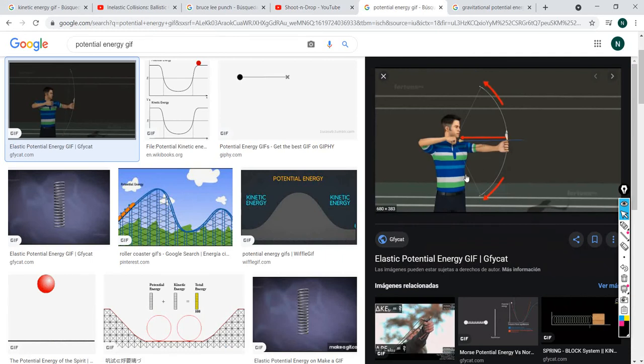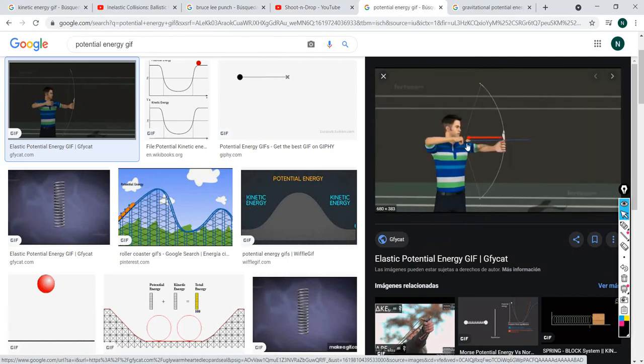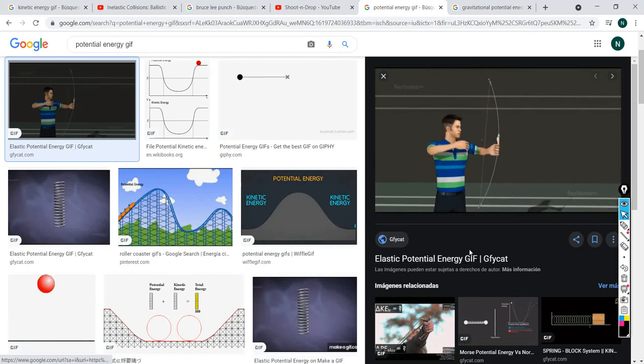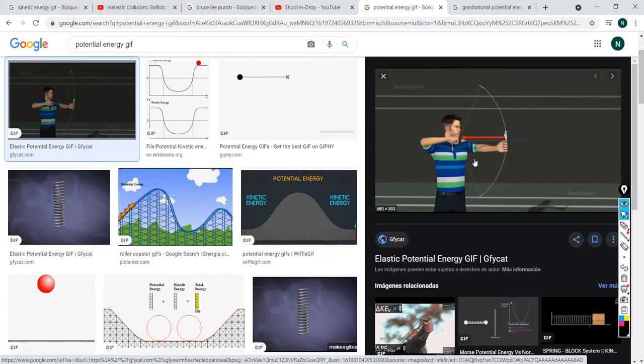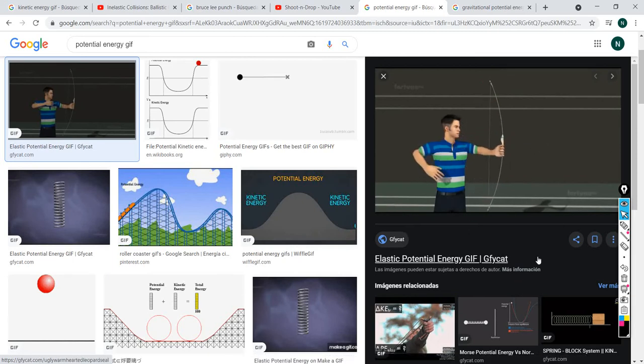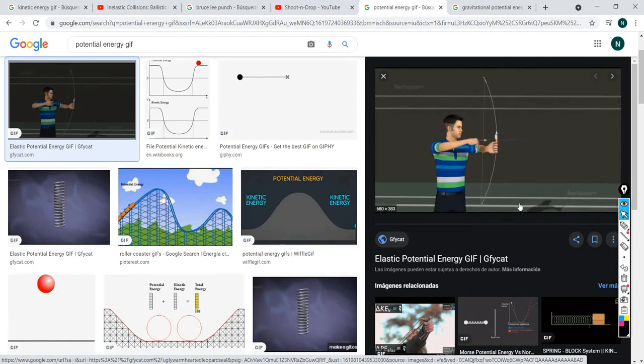Another example, when you play with an arc and an arrow, right? So look at this, guys. At that moment, when he's pulling this back, now he has accumulated potential energy, and now he released it. Once again, at that point we have accumulated elastic potential energy, and then he releases that energy. That's what we mean by elastic potential energy.